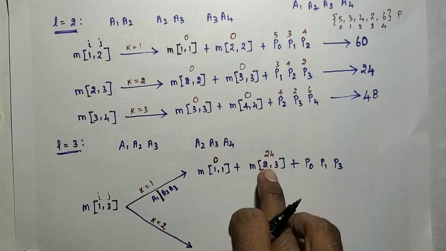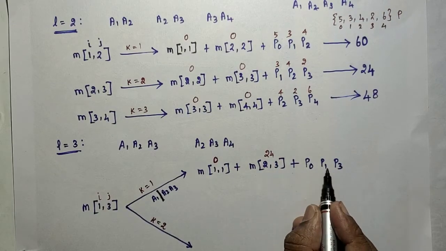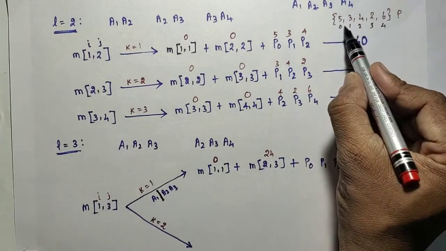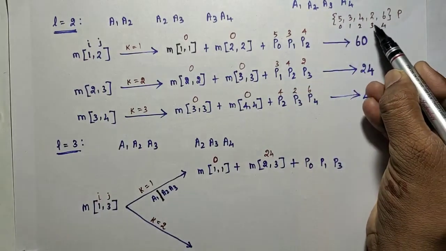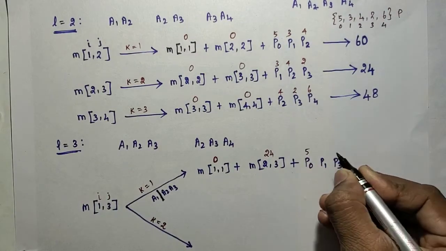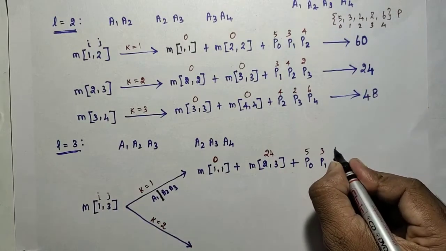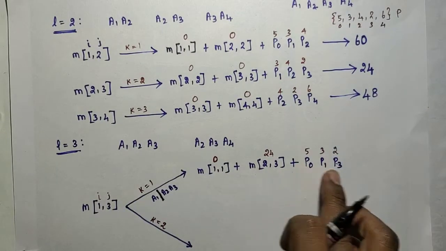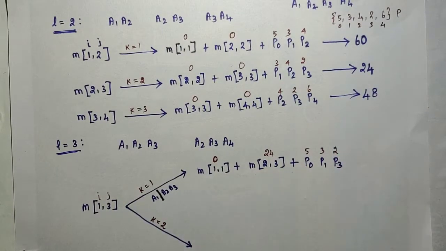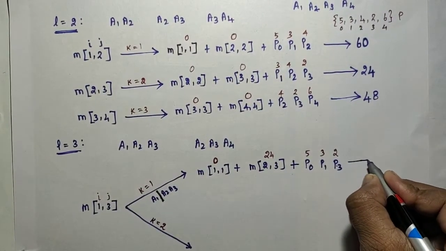So 24 will be taken from here, and then P0, P1, P3 you take from here. P3 is 5, P1 is 3, and P0 is 2. If you multiply this and then add that, the answer is 54.